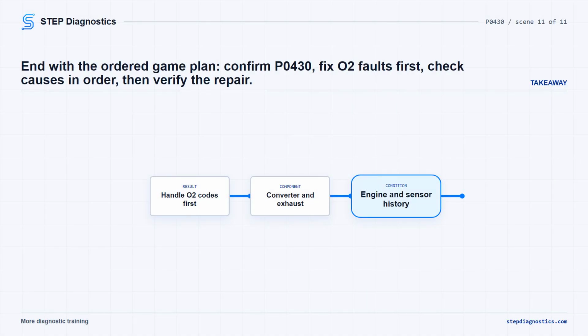Keep the verification separate from the testing. After any repair, run the powertrain verification, reproduce the operating conditions as needed, and confirm P0430 stays gone.